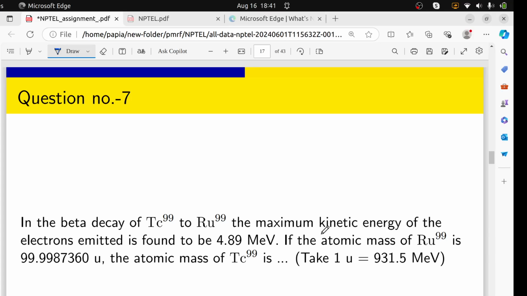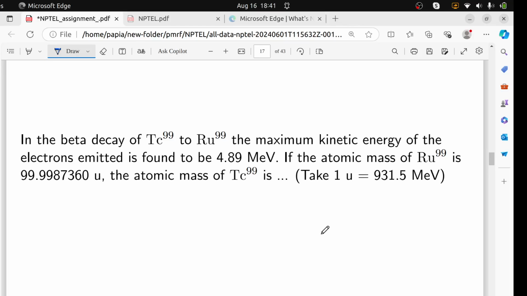Okay, next question is: in the beta decay of Tc-99 to Ru-99, the maximum kinetic energy of the electrons emitted is found to be 4.89 MeV. If the atomic mass of Ru is given, what is the atomic mass of Tc? That is exactly similar to the previous two questions, right? So for this case at least I will not give the full derivation. I will just write the expression.